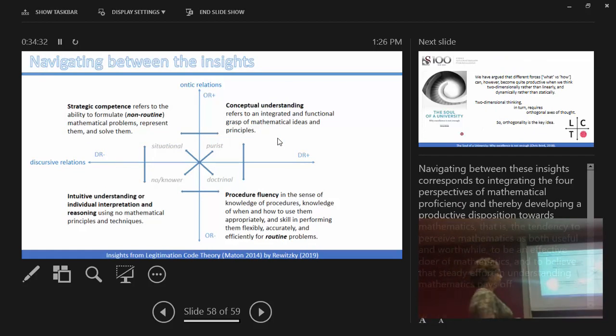So I claim that navigating between these various quadrants, or these various perspectives of mathematical proficiency, will help to develop a more positive disposition towards maths and hopefully make our students far more effective in how they reason, so they know how, but also what they know. Do they know that things are the case? Do they know why they're the case?